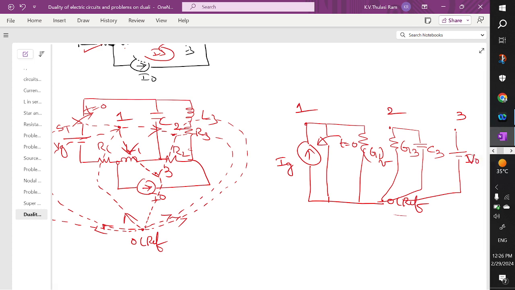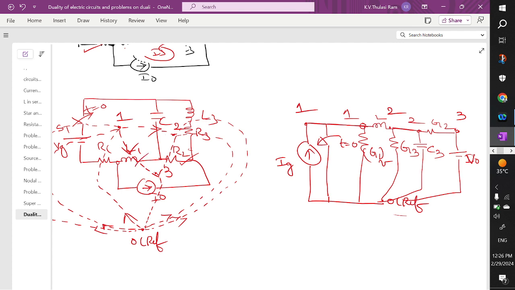So now link each network. This completely will act as which node? One node, and this completely will act as the second node. This will act as the third node. Between 1 and 2 you have a capacitor. Between 1 and 2 you are going to have an inductor. The value is L. Between 2 and 3 you have a resistor. What is the value of this resistor? R2, so you are going to have G2.